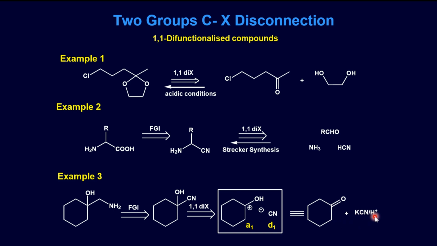K plus CN minus attacks the carbonyl carbon. Pi electrons move onto oxygen to maintain its tetravalency, and O minus becomes OH, and I will get the corresponding 1-cyano-1-hydroxy cyclohexane, which upon reduction gives the corresponding cyano group reduced to CH2NH2. This is the strategy followed for synthesizing 1,1 difunctionalized compounds.